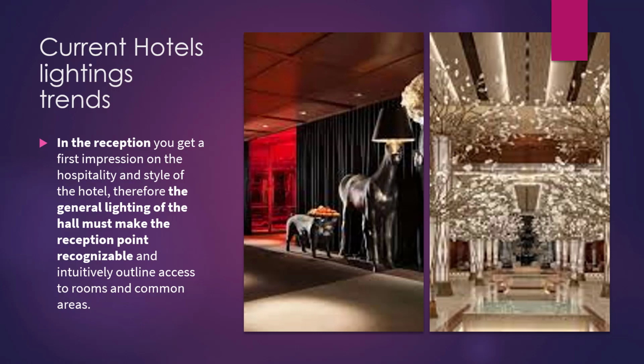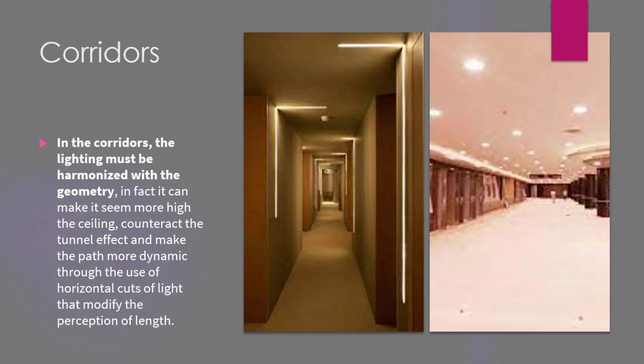Lighting. Let's see how lighting currently is in hotels. In the reception you get a first impression of the hospitality and style of the hotel, therefore the general lighting of the hall must make the reception point recognizable and intuitively outline access to rooms and common areas. In the corridors, the lighting must be harmonized with the geometry. In fact, it can make the ceiling seem higher, counteract the tunnel effect, and make the path more dynamic through the use of horizontal cuts of light that modify the perception of length.